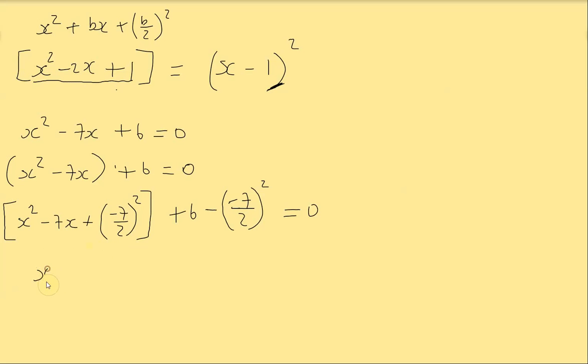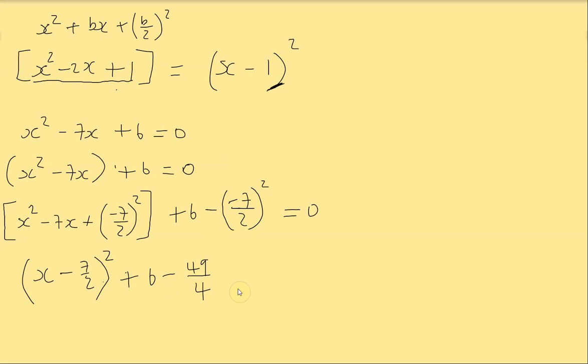So basically we would have the x, and as mentioned up here, the negative 1 is half of the negative 2, so the value here should be half of negative 7, which is negative 7 over 2, and that's all squared. Great. And now we write back our plus 6 minus, and if we square this fraction, you would get 49 over 4. Good.